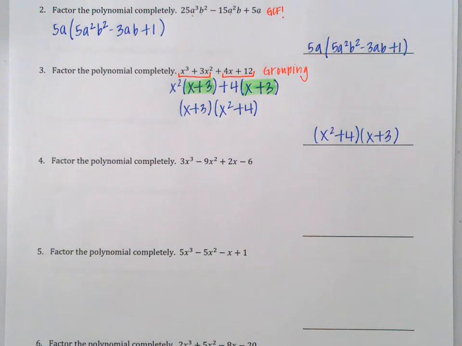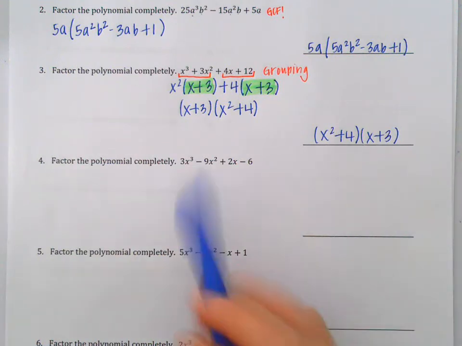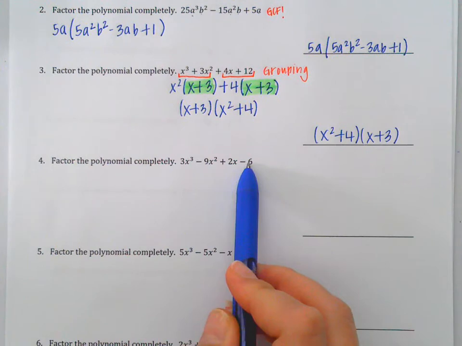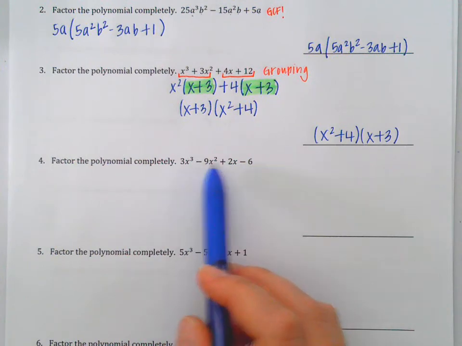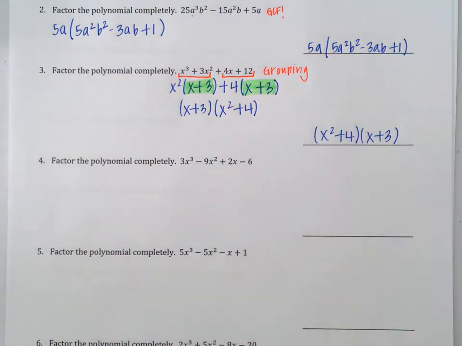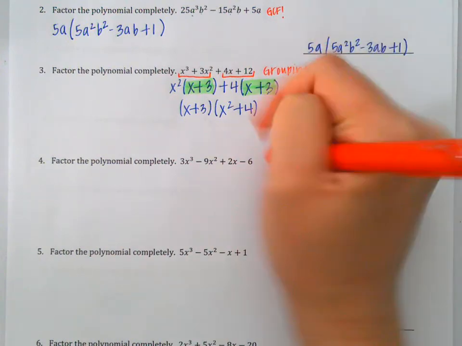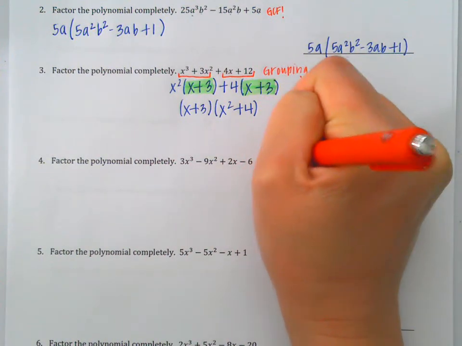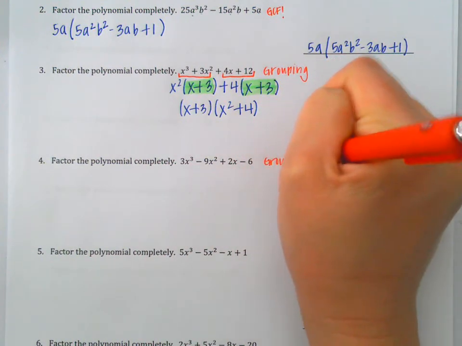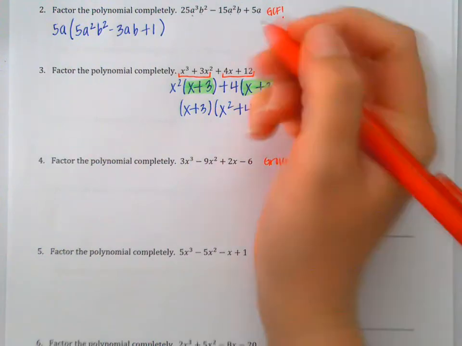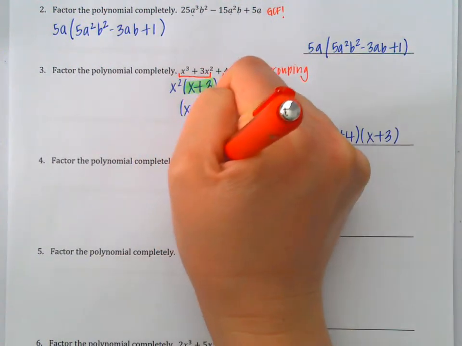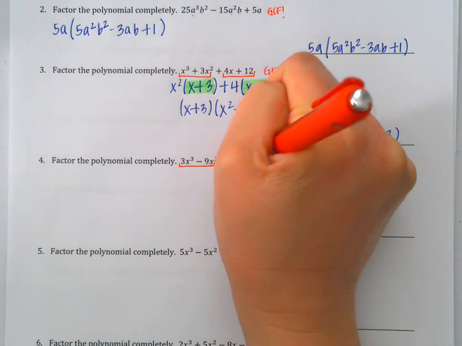Okay, so let's look at 4. 4 has 1, 2, 3, 4 terms. There's not a GCF from every single term, so we always are going to start with 4 terms with grouping. So again, that splits into first 2 terms and second 2 terms.